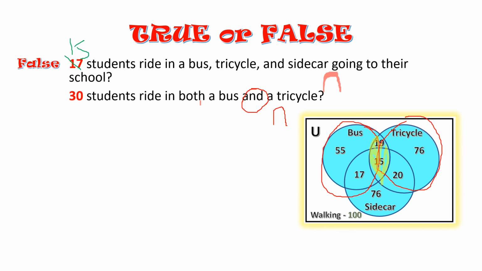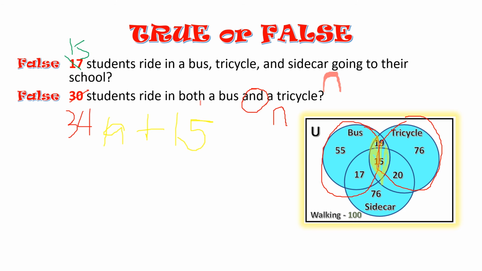So, as you can notice, we have element 19 plus 15. Very good. So, if we have 15 and 19 in the intersection of bus and tricycle, the total should be, is it 30? Very good. The statement is false. So, that should be what? That should be 34. Very good class. So, 34 students ride in both bus and a tricycle.